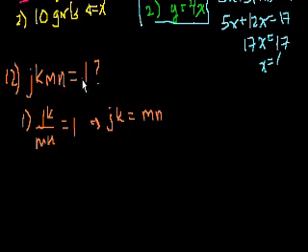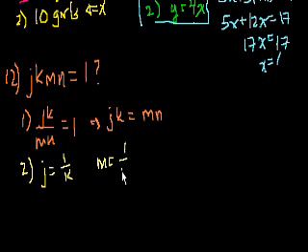But it doesn't really tell me that when you multiply them all together, you equal 1. Let's see if statement 2 is at all helpful. Statement 2 tells us that J is equal to 1 over K, and M is equal to 1 over N. So let's see if we could do some interesting algebraic manipulations.